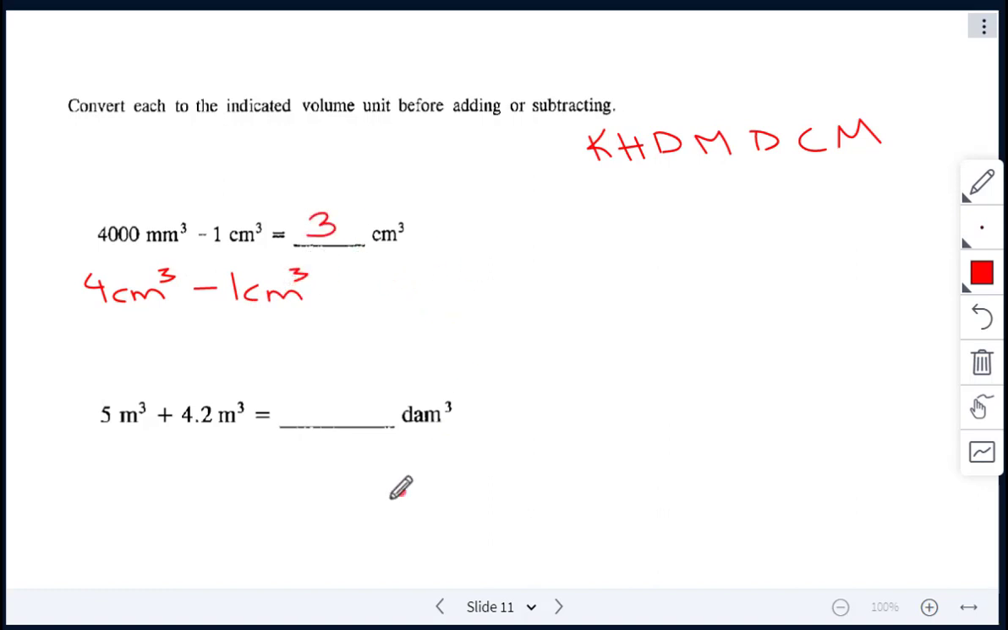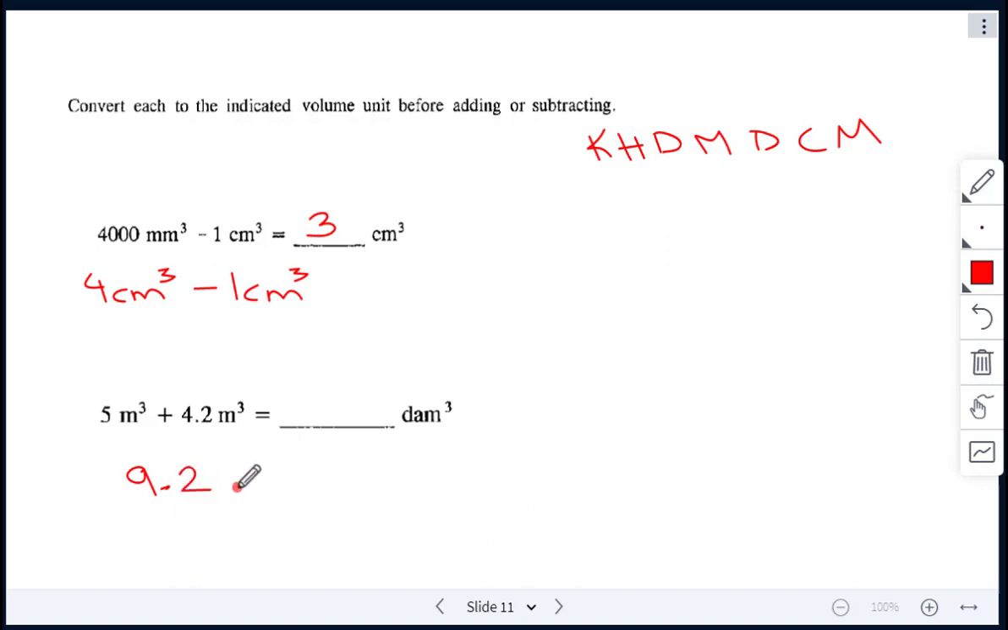All right, and then for the second question here, we have meters cubed, and we need to put our answer into decameters cubed. So we'll just go ahead and add these two because the units are already meters cubed and meters cubed. So 5 plus 4.2 gives me 9.2, but that's in meters cubed.